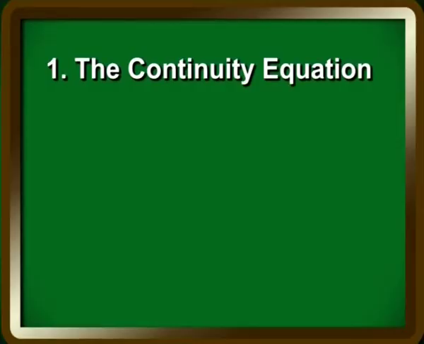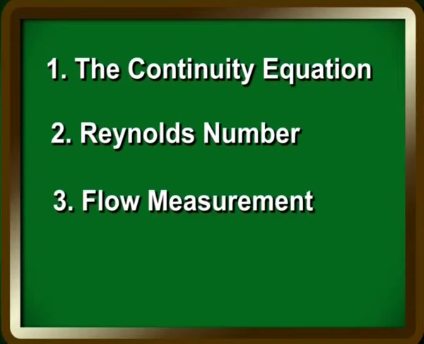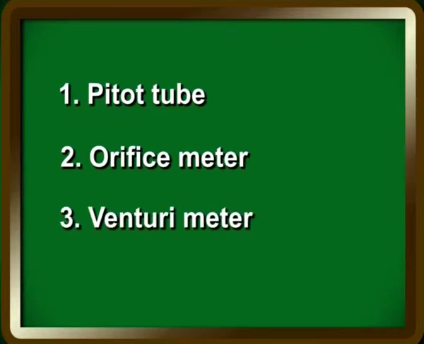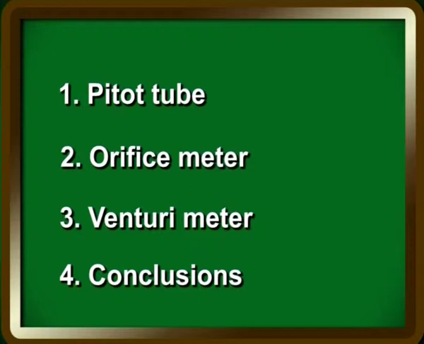Hello friends, today we will be discussing part 2 of fluid flow in food processing. This second part will help you to understand the following aspects: the continuity equation, Reynolds number, flow measurement using pitot tube, orifice meter, venturi meter, and finally we will end with conclusions.